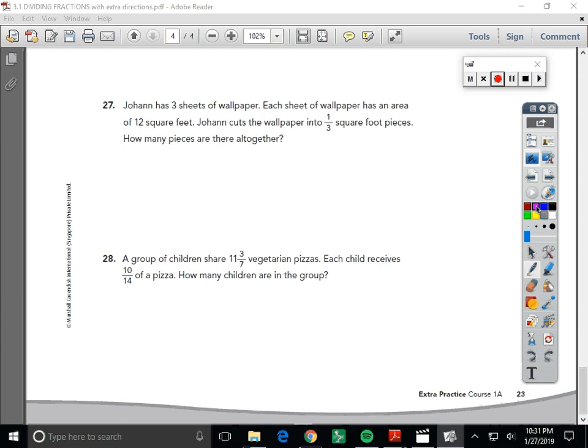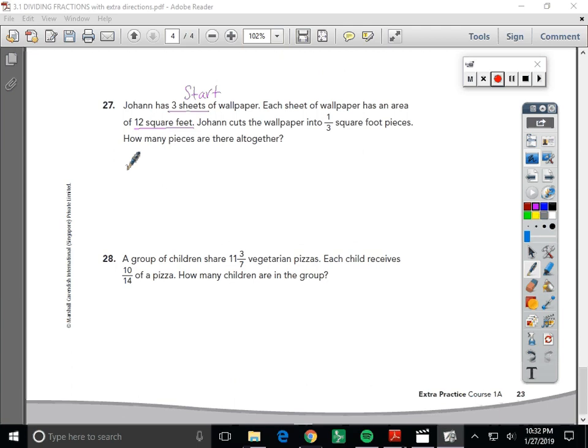Number 27. Johan has 3 sheets of wallpaper. Each sheet of wallpaper has an area of 12 square feet. Johan cuts the wallpaper into 1/3 square foot pieces. How many pieces are there altogether? Well, if you notice it says Johan has 3 sheets of wallpaper, it sounds to me like that's the start, doesn't it? But I know that out of each of those sheets of wallpaper, he can make 12 square feet. Interesting. So the 12 square feet is what he can make from each of those.